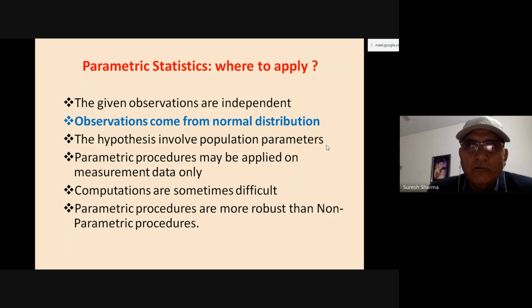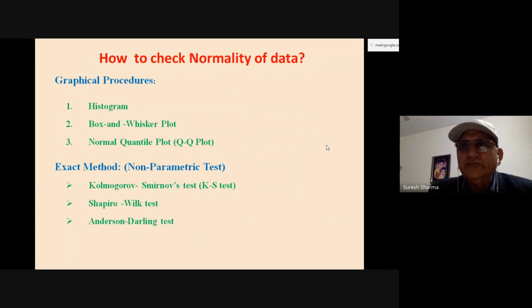And remember one more thing, parametric tests are more powerful than the non-parametric test. Wherever it is possible, try to go for the parametric test, right? Unless or otherwise it is not possible, then and only then you go for the non-parametric test. How to check the normality of the data? Today we will do it.